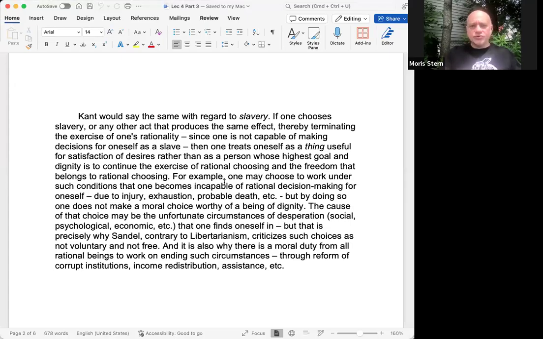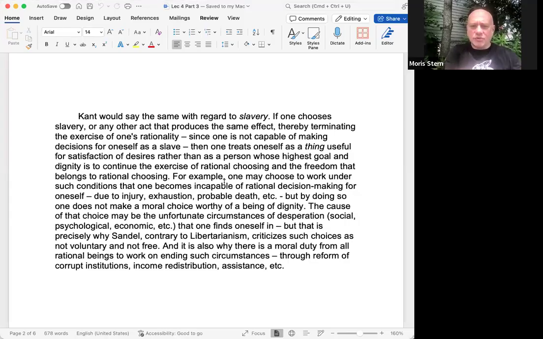For example, one may choose to work under such conditions that one becomes incapable of rational decision making for oneself due to injury, exhaustion, probable death, etc. But by doing so, one does not make a moral choice worthy of a being of dignity. The cause of that choice may be the unfortunate circumstances of desperation, social, psychological, economic, and so on, that one finds oneself in. But that is precisely why Sandel, contrary to libertarianism, criticizes such choices as voluntary, but not free.